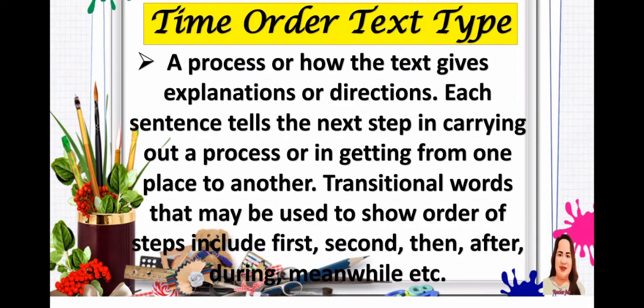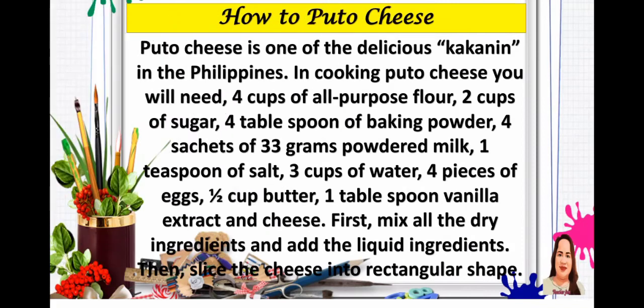The last type is the time order text type, a process or how the text gives explanations or directions. Each sentence tells the next step in carrying out a process or in getting from one place to another. Transitional words that may be used to show order of steps include first, second, then, after, during, meanwhile, etc. Okay, this is the example on how to take a time order text type.